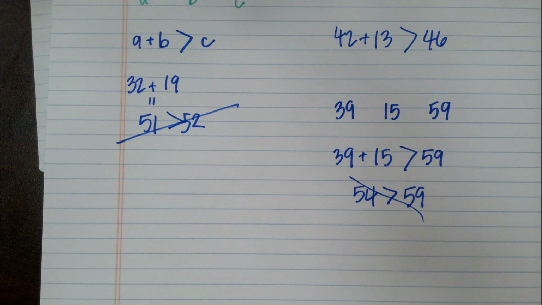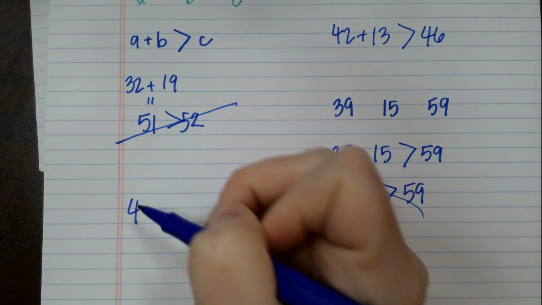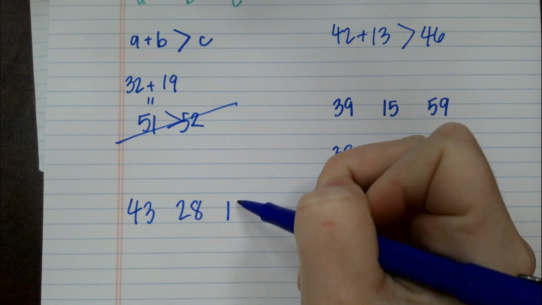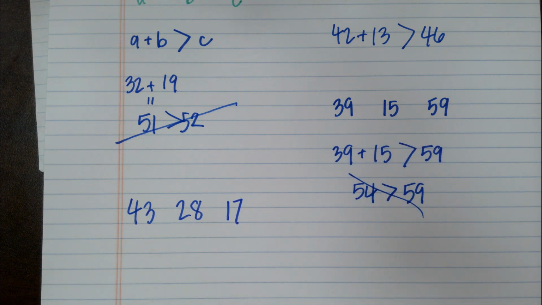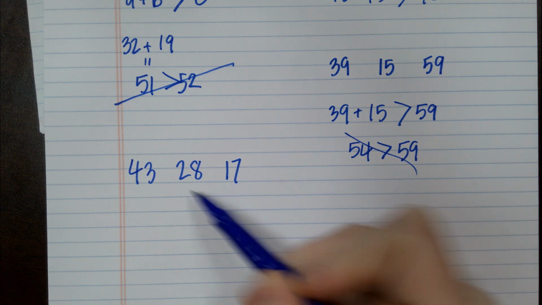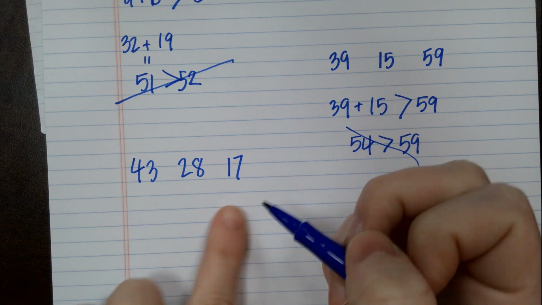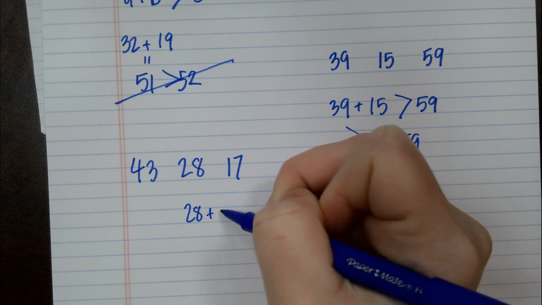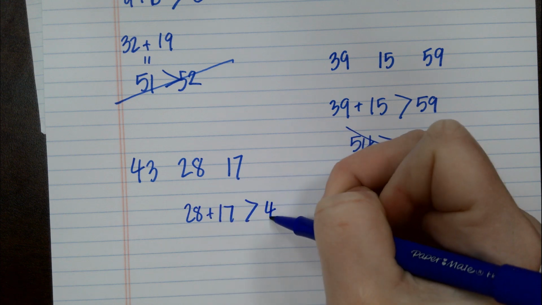Last three we got here. It is in a different order. 43, 28, and 17. So which two of these sides do you think would make the most sense to try adding together? Why'd you pick the 28 and the 17? Yes, you always want to be working with the two smaller sides to make sure that they're adding up to that larger side. So let's add them together. 28 plus 17. Are they greater than 43?